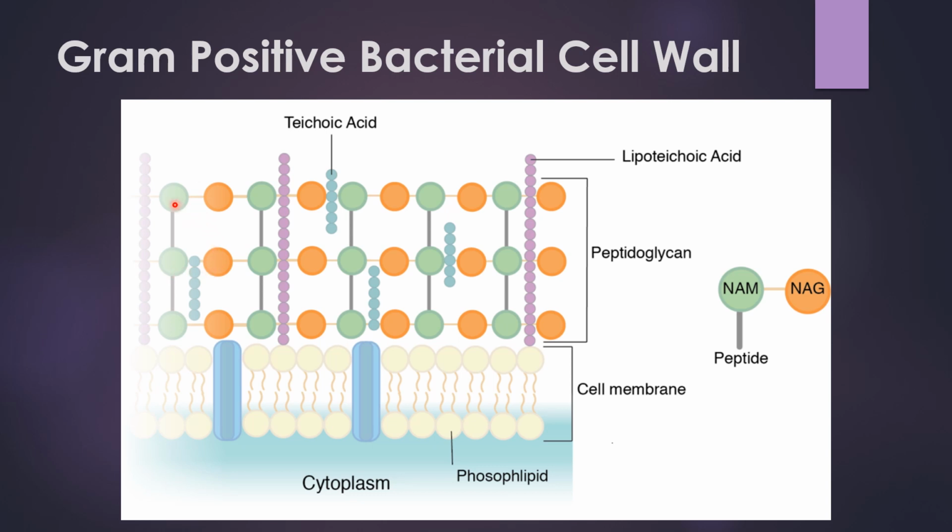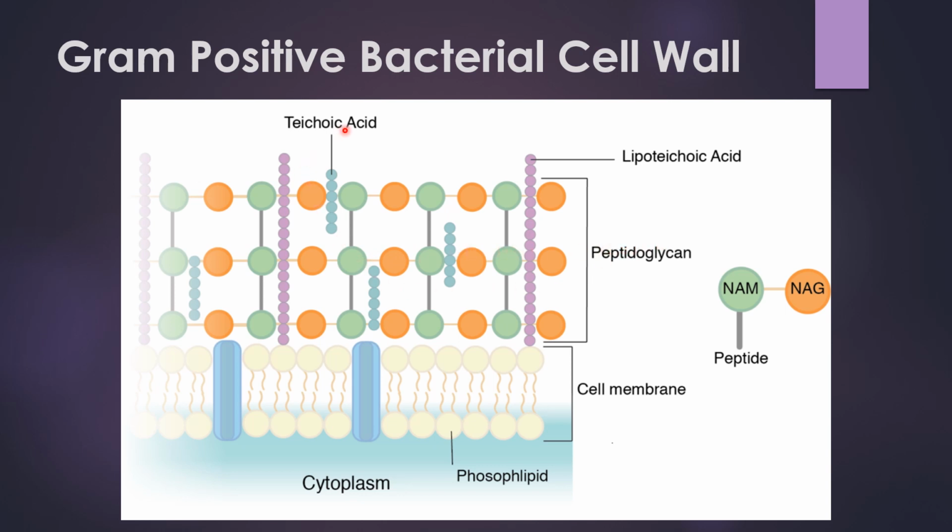The green colored compound is NAM, that is N-acetylmuramic acid, and the orange colored compound is NAG, that is N-acetylglucosamine. Both NAM and NAG are joined with the help of beta 1,4-glycosidic linkage, and the NAM and the NAM are joined by the peptides. The tetramers, that is the 4 amino acids, are also present in the peptidoglycan. I will discuss the peptidoglycan structure in the next slide in detail.